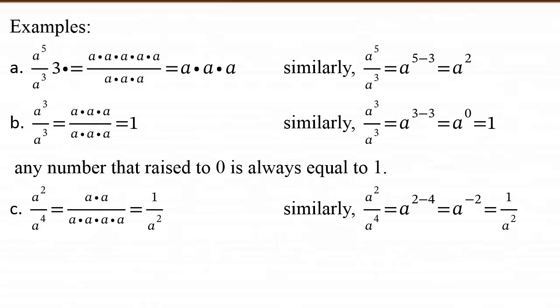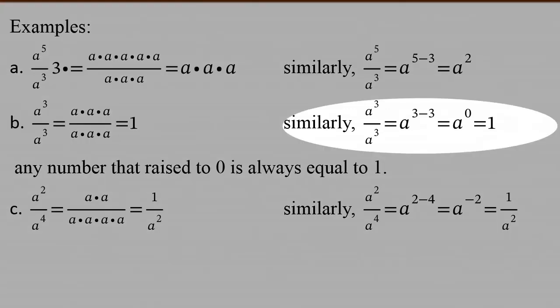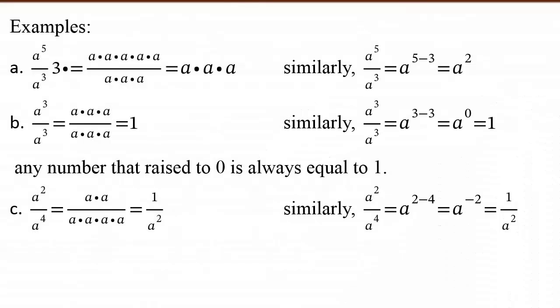Letter B, a cube over a cube is equal to a raised to 3 minus 3, which is equal to a raised to 0. Therefore, a raised to 0 is equal to 1. Next, letter C, a squared over a raised to the 4th power.